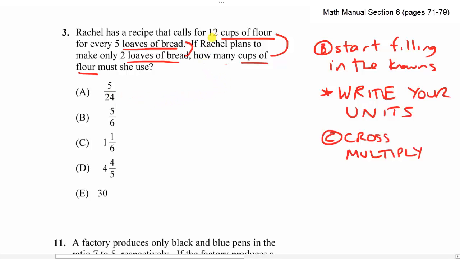She has this recipe that calls for 12 cups of flour for every 5 loaves of bread. If Rachel plans to make only 2 loaves of bread, how many cups of flour must she use? So we're looking for cups of flour. We see the repetition of units, so I'm going to do the steps.